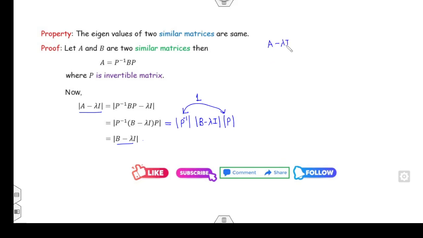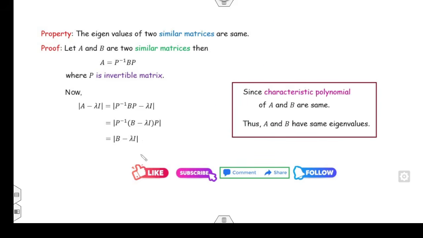Remember, what is the meaning of the determinant of A minus lambda I? That is called the characteristic equation of the matrix A. B minus lambda I is the characteristic equation of the matrix B. Lambda is the eigenvalue of A, and here lambda is the eigenvalue of B. So you can see both equations have the same characteristic polynomial, and whatever the roots of these polynomials are called eigenvalues. Once the characteristic polynomials are the same, the roots are the same, and once the roots are the same, the eigenvalues are the same.